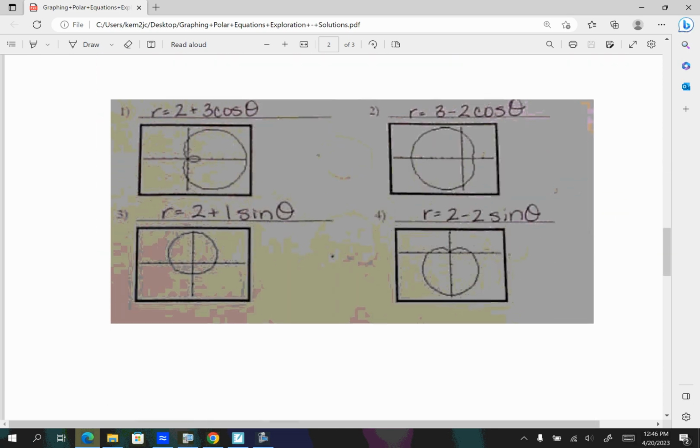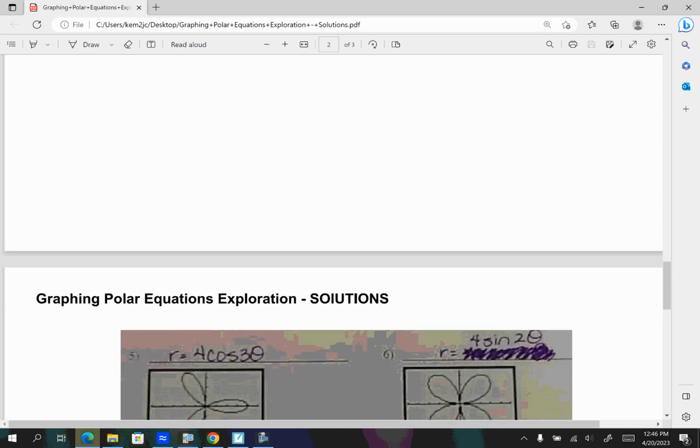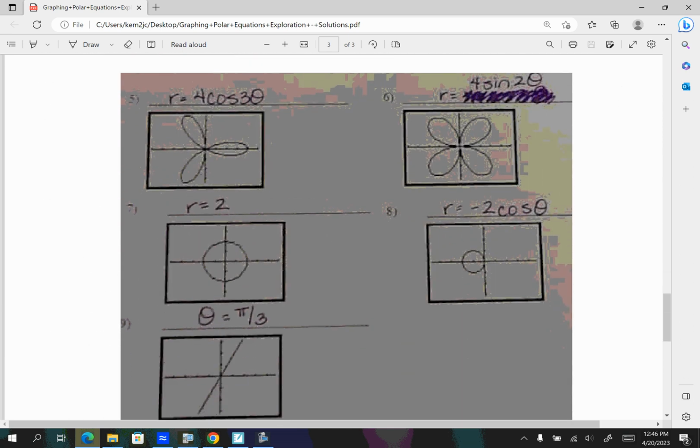All this is posted on Polaris for you, by the way. Okay, so here's 1, 2, 3, and 4. I didn't put any letters or anything on those. And then below that, there's those. R equals 2 and theta equals pi over 3. We saw ones like that in class today.